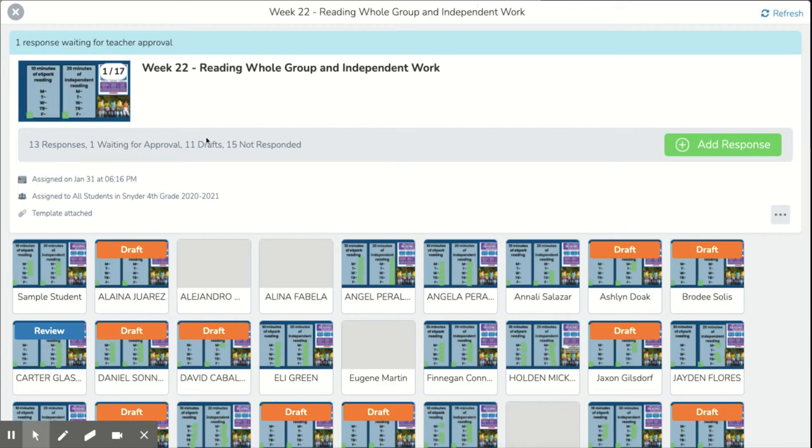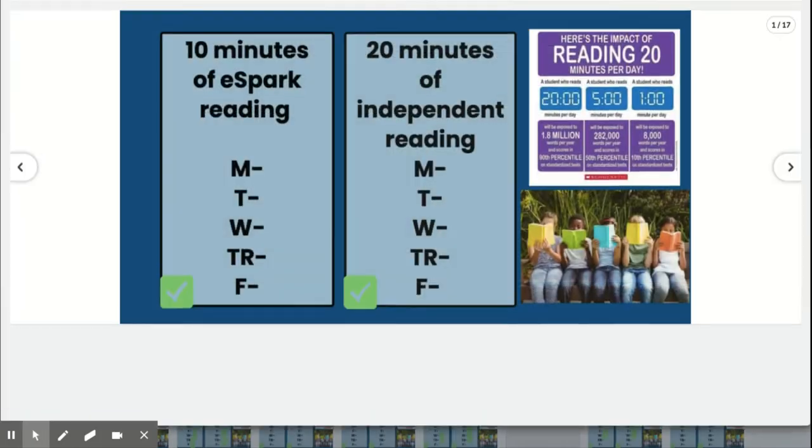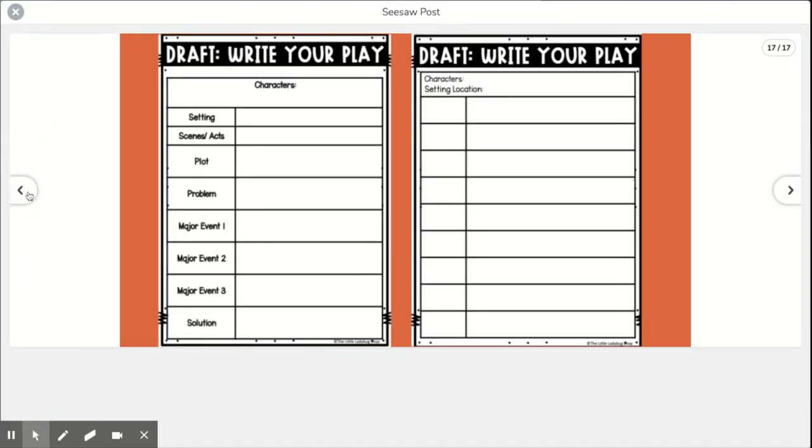Then the other part was at the very end, students are writing their own. So right here it says draft to write your play. So this left side has where you can plan it out. What's the setting? What's your story going to be about? What's the problem? How does it get fixed? And then the right side is where you actually write out the dialogue.